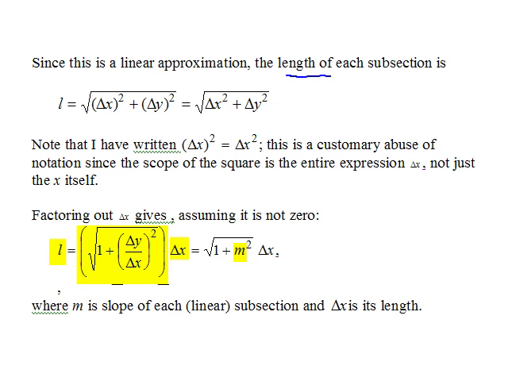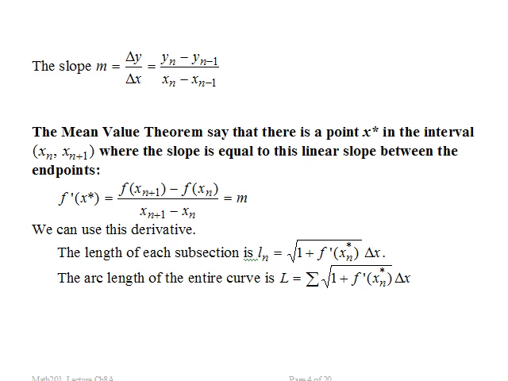We're almost there. We have a few more steps to go to derive the arc length function and the arc length. So here we have the slope, which is dy by dx. And now we're going to invoke the mean value theorem. The mean value theorem says that for any function, if you take the average slope, that is the slope of a line connecting the endpoints, then somewhere along the function there is at least one point, which I'm going to call x star, where the derivative at x star is equal to the average slope.